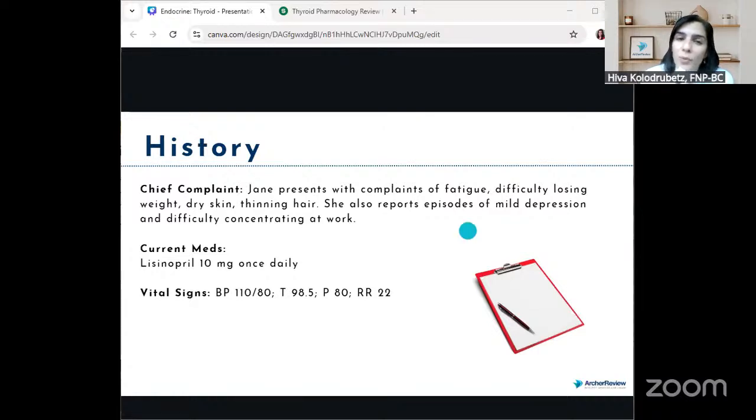She also reports, as you're asking more questions, because you remember you want to also be checking mood for thyroid function, she also reports mild depression and difficulty concentrating at work. So I want you to keep that in the back of your mind as we're talking about Jane. Current medications, she's just on lisinopril and vitals are pretty normal. So blood pressure is well controlled on that 10 milligrams once a day.